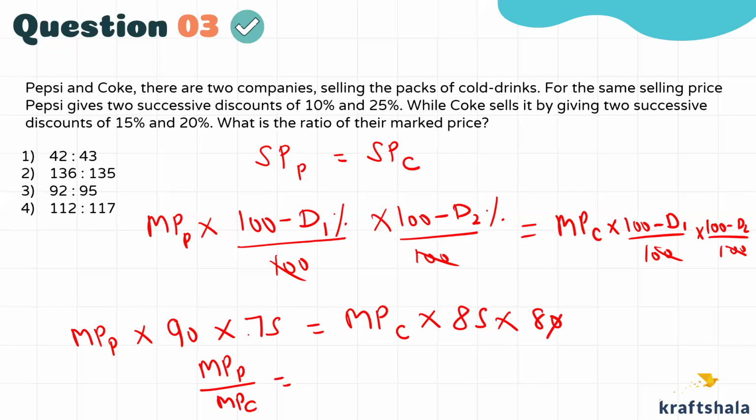So इसको solve कर लेते हैं. 0 से 0 cancel. 5 17s are 85, 5 15s are 75, 17 8s are 136. 15 9s are 135.